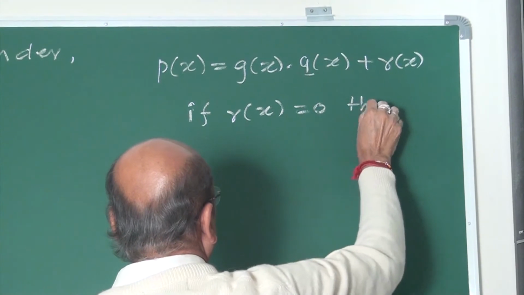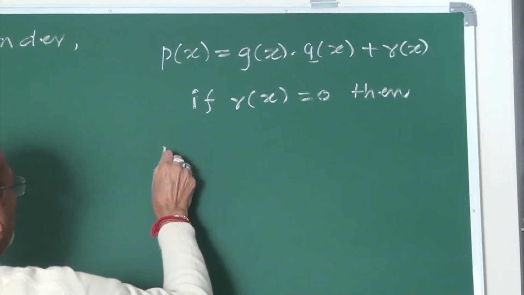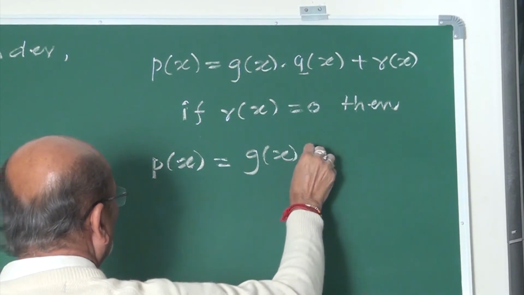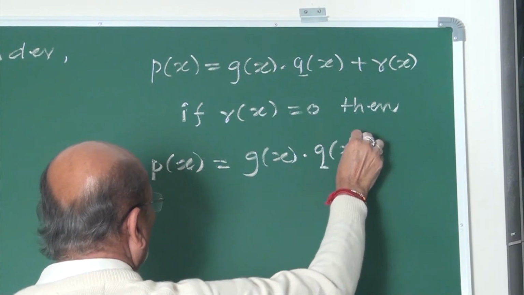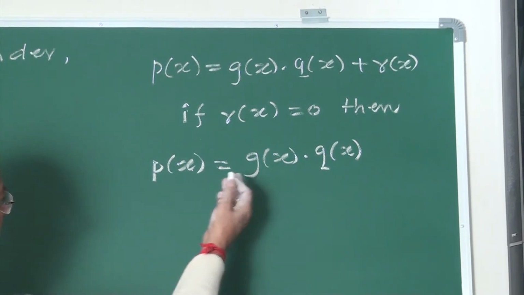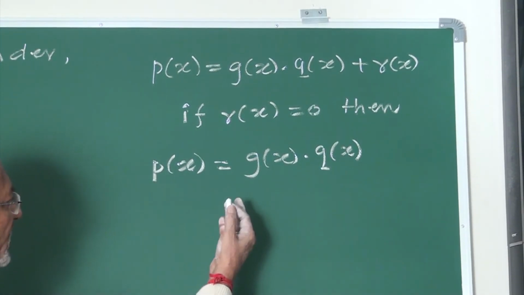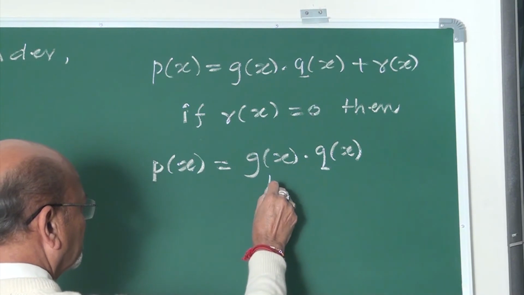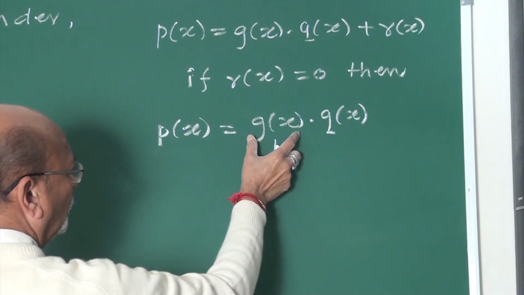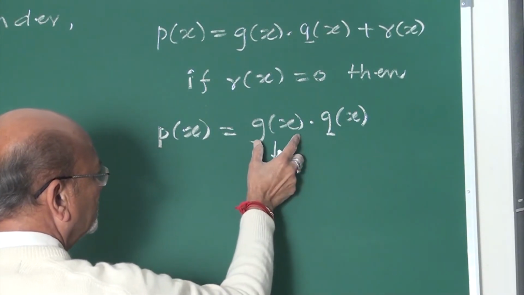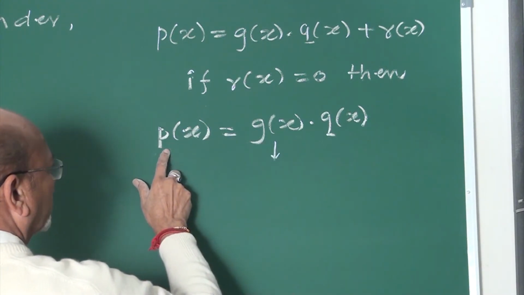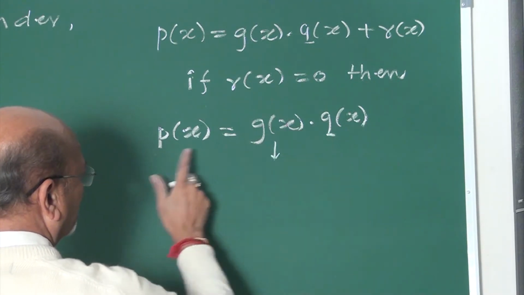If r(x) equal to 0, then we have p(x) equal to, see my friend, g(x) into q(x). If it is 0, no need to write it. Then from this, what is clear? It is very much clear that g(x) is a factor of p(x). Because there are two factors, man: one is g(x), another is q(x). g(x) is a factor of p(x), or even q(x) is also a factor of p(x). Both g(x), q(x) are the factors.